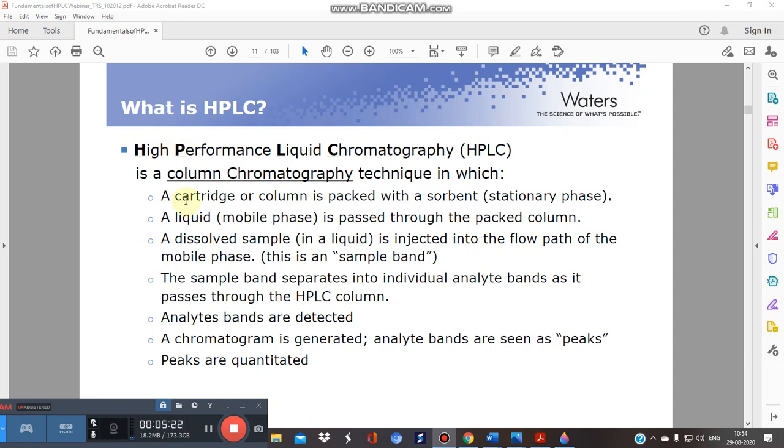See, in this case, the liquid mobile phase is passed through the packed column. So in case of HPLC also, a liquid mobile phase is passed through the packed column. And of course, the dissolved sample, the sample that is in the liquid state, is injected into the flow path of the mobile phase.